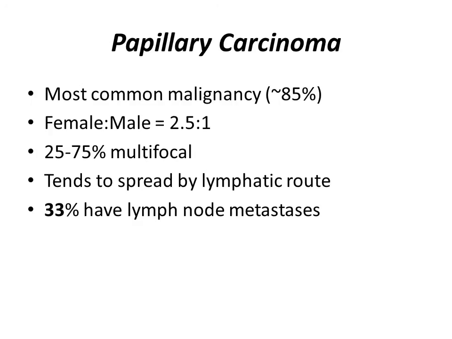Malignant tumors of the thyroid, the most common is the papillary carcinoma. More than 85% of the cases are papillary thyroid carcinomas. It has a slight female predominance, and 25 to 75%, depending on the series, can be multifocal. It tends to spread via lymphatic route, and this is very important for you to remember, lymphatic route. And 33% of these tumors have lymph node metastases at presentation.